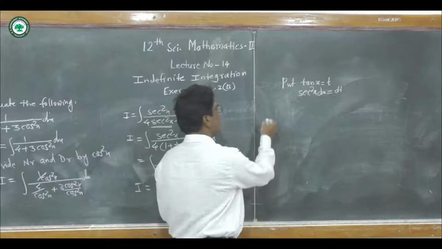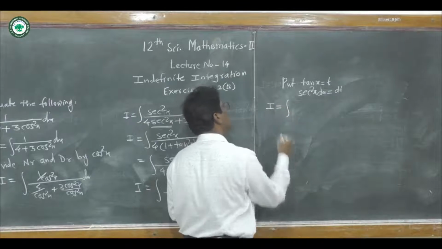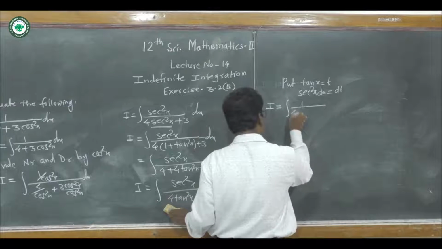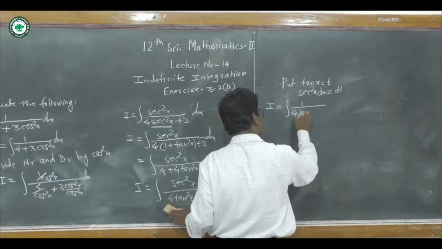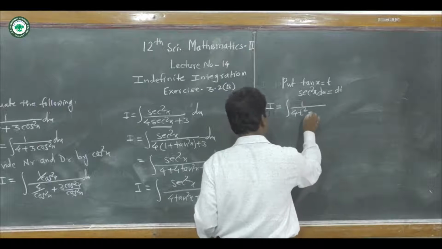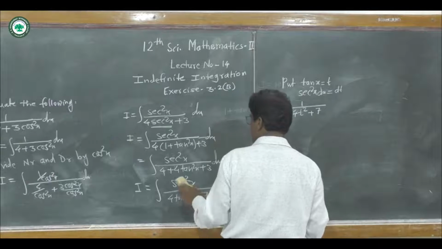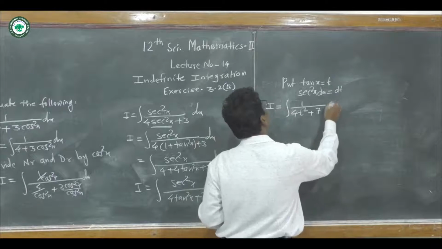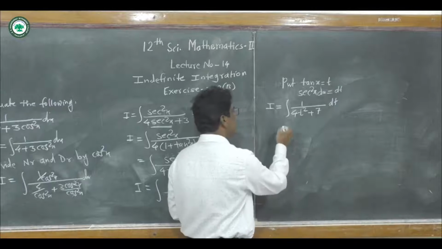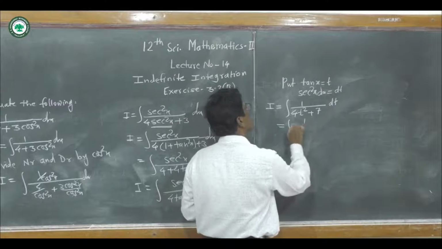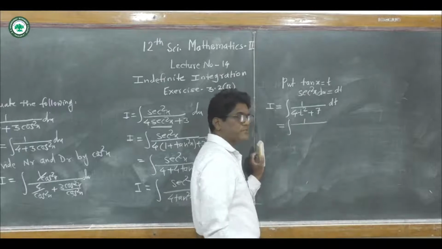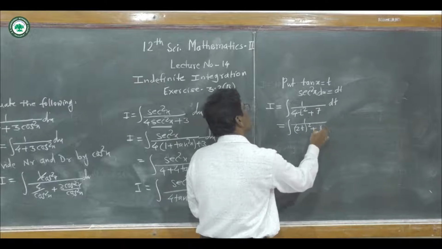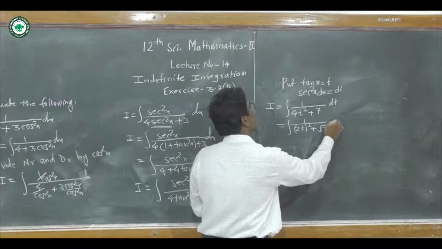And therefore this required integral I is equal to integration of 1 upon this 4, and tan x is t, so 4 t square plus this 7, and sec square x dx is replaced by dt. And now here we write this as integration of 1 upon, this 4 is a complete square, so we write it as 2t whole square plus root 7 whole square dt.